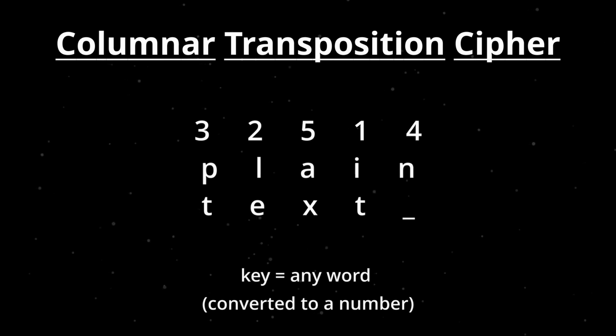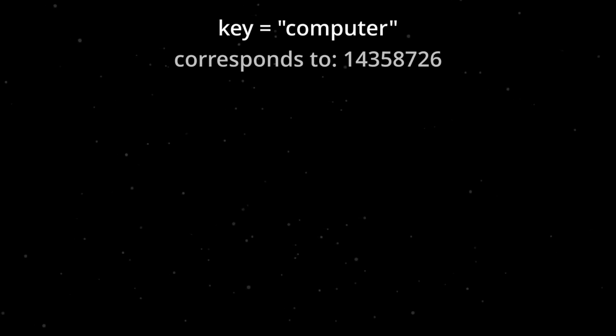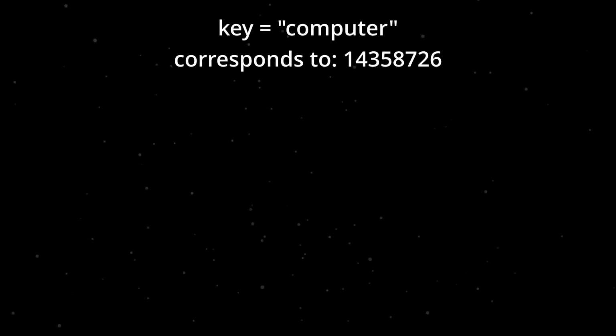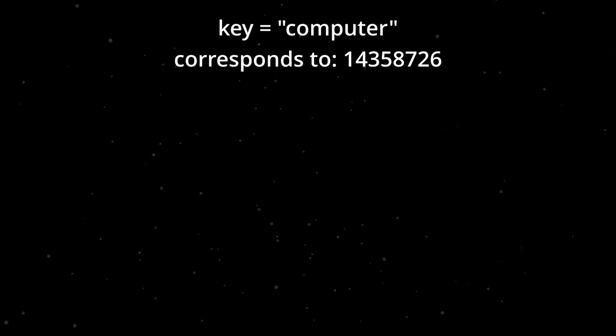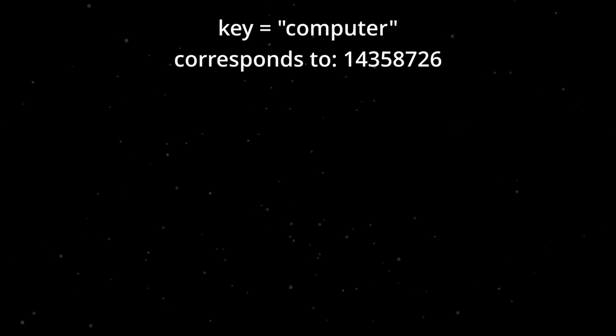The final example I'll be going over is the columnar transposition. The key is a word, which is then converted into a number of the same length. The number that corresponds to each letter represents its alphabetical rank compared to the letters in the word. Note that if 2 letters are the same, the order in the word should dictate which gets which number. For example, if our key is computer, that will turn into 143-587-26, because C is the first letter in the alphabetical order, followed by E, then so on.